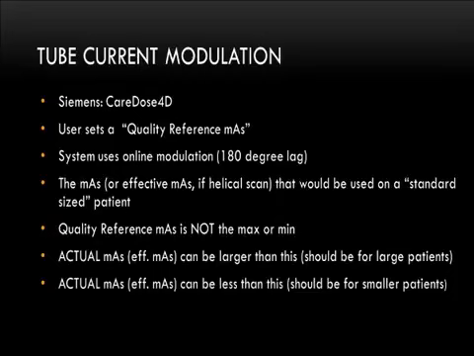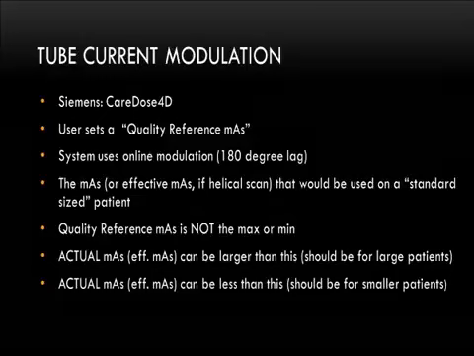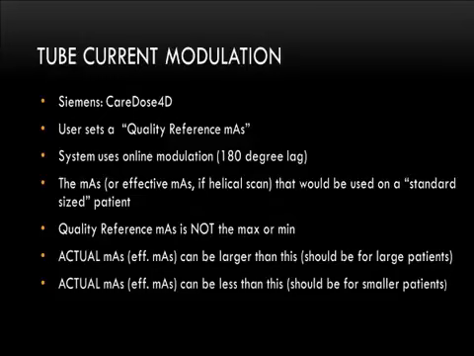So the mAs or effective mAs that would be used on a standard size patient, that's what the quality reference mAs is. What mAs would you use on a standard size patient? That's the value you're being asked for as the quality reference mAs. And then it'll modulate from there. The quality reference mAs is not, I repeat, is not the maximum nor the minimum in this case. So if you think you're putting 250 in there and saying don't go above that on a Siemens system, that's not correct. That's not what it's meant to do.